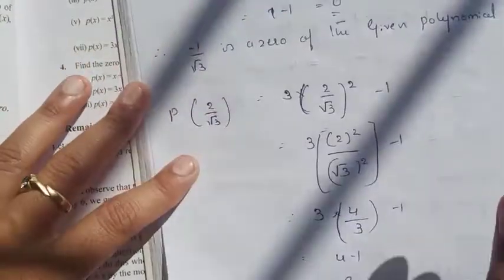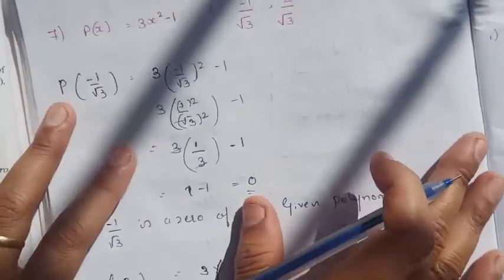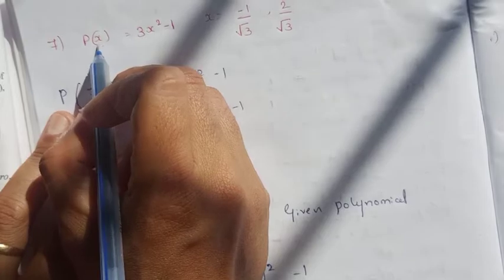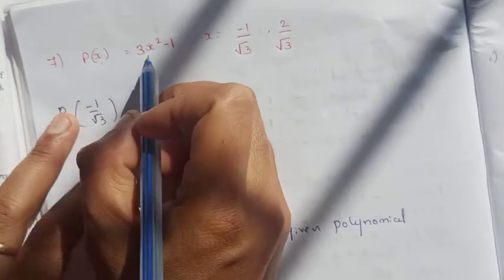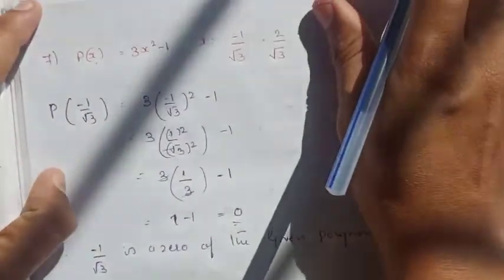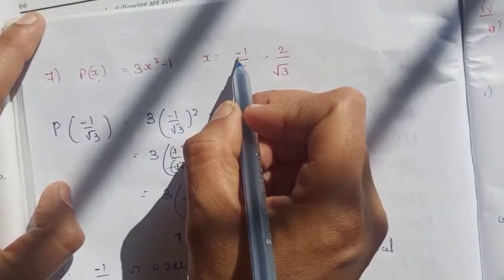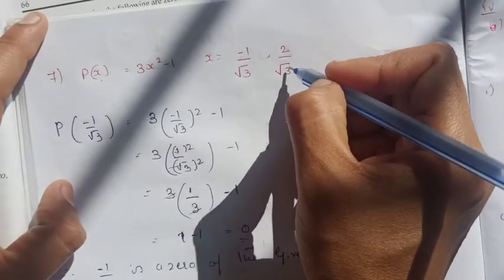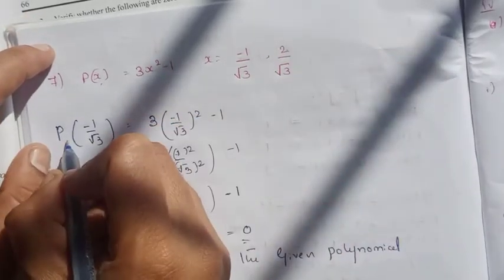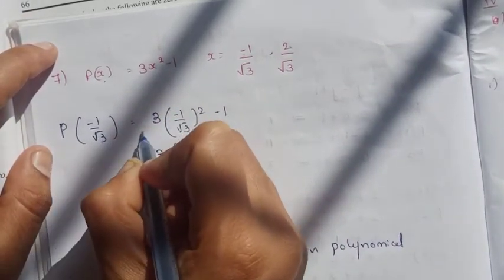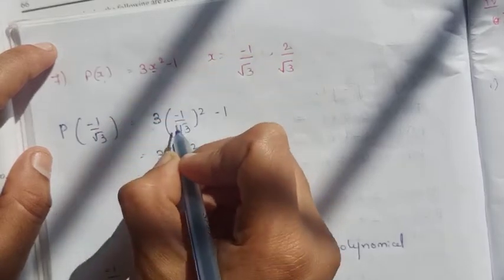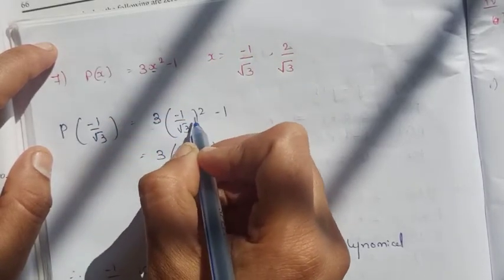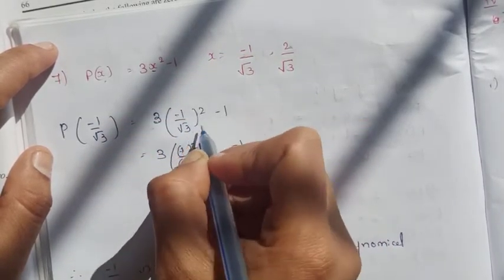Next question, go to the seventh question. P of x is equal to 3x square minus 1. They have given two values. First we should substitute minus 1 by root 3 and next we should substitute 2 by root 3. P of minus 1 by root 3 is equal to 3 times minus 1 by root 3 whole square minus 1.